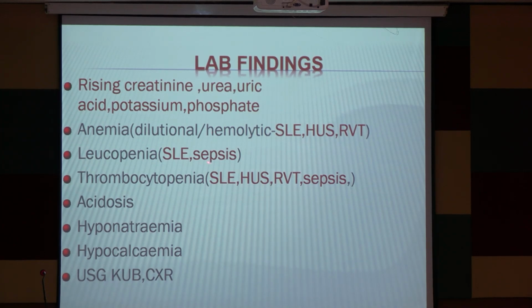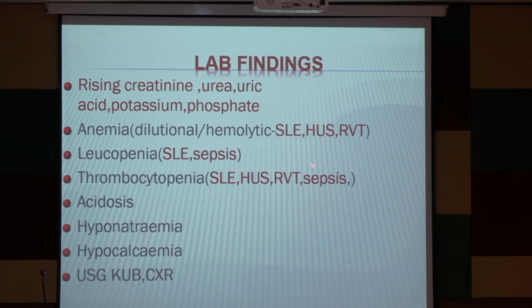And thrombocytopenia present in the SLE, HUS, RVT and the sepsis. And anemia is the dilutional or the hemolytic anemia due to the SLE or hemolytic uremic syndrome or the renal vein thrombosis. If we detect the leukopenia, we can suspect the SLE or sepsis. If thrombocytopenia persists, then we suspect the SLE or hemolytic uremic syndrome or renal vein thrombosis or sepsis. If there is a sepsis, there is the features of the infection.